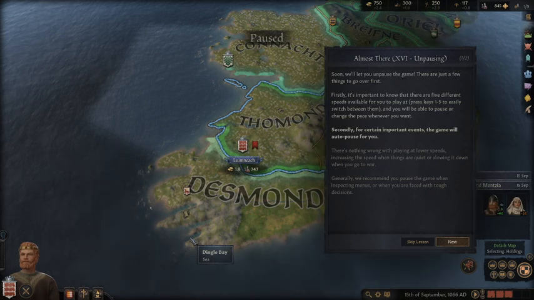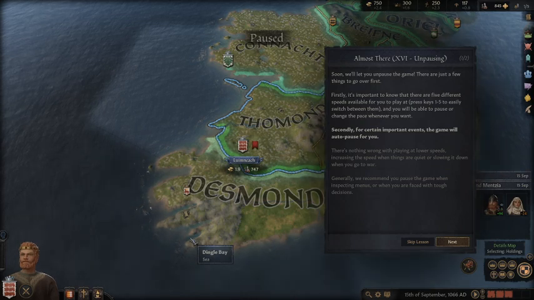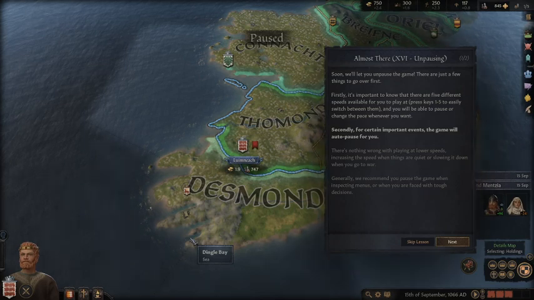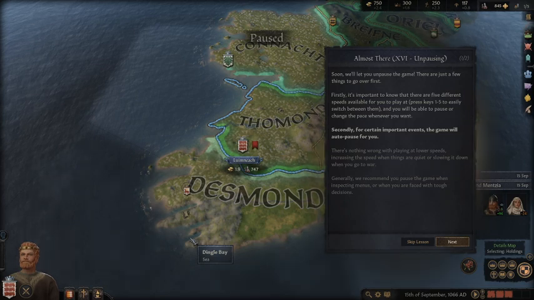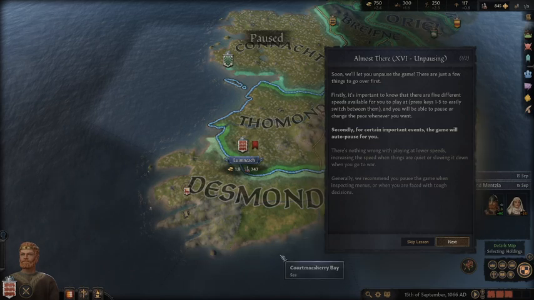Firstly, it's important to note there are five different speeds available for you to play at. Press keys 1 through 5 to easily switch between them, and you'll be able to pause or change the pace whenever you want. Secondly, for certain important events, the game will auto-pause for you. There's nothing wrong with playing at lower speeds, increasing the speed when things are quiet, or slowing it down when you go to war. Generally, we recommend you pause the game when inspecting menus, or when you are faced with tough decisions.